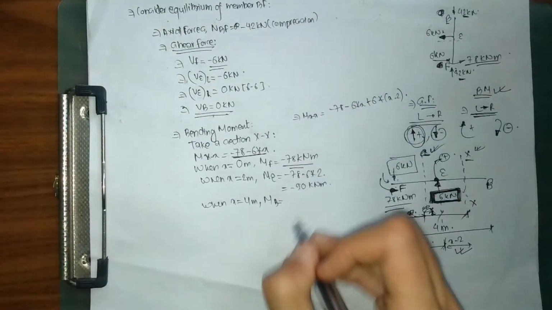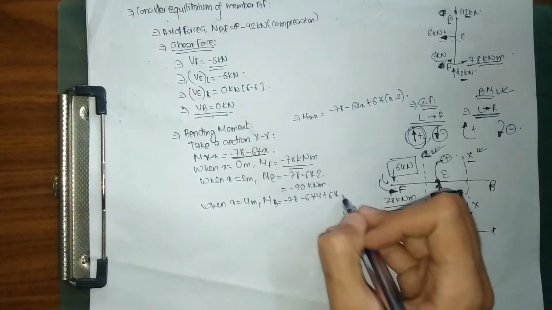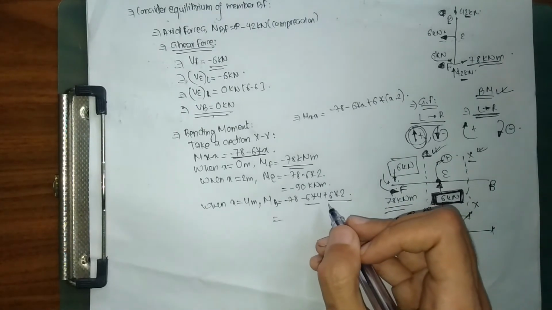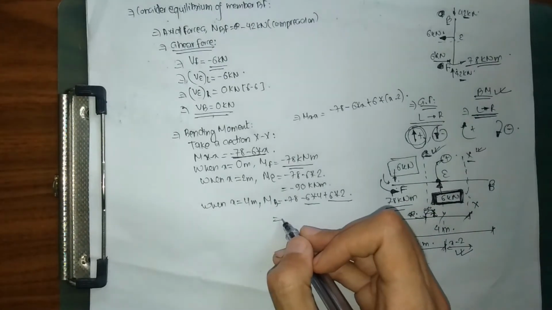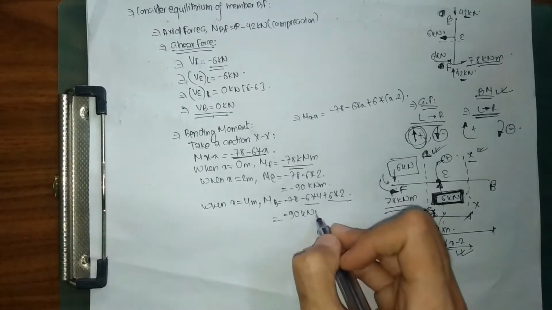So I'm going to put my 4 over here: minus 78 minus 6 into 4 plus 6 into 4 minus 2, which is 2. So minus 78 minus 6 into 4 plus 6 into 2, and I'm going to get this value as again minus 98 kilonewton per meter only.